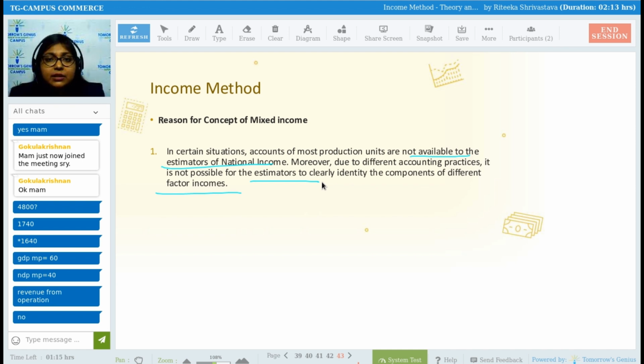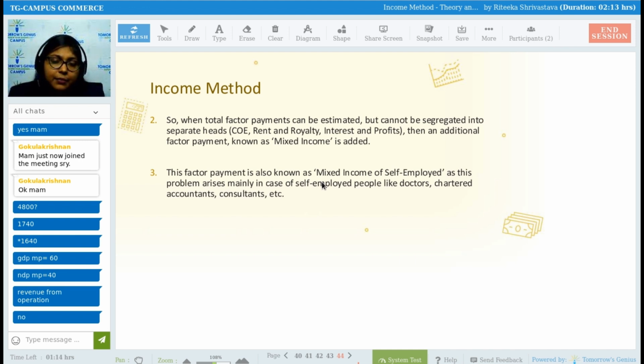Under which component should I put this person? Because he is getting rent also, wages also, interest also, and profit also. Every income is received by himself alone. Then under which category should I put him? So that is why they came up with the fifth category, that is mixed income.